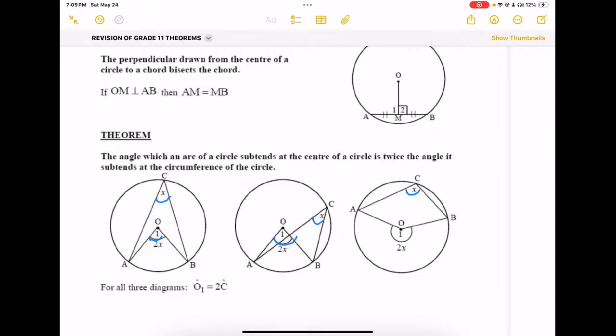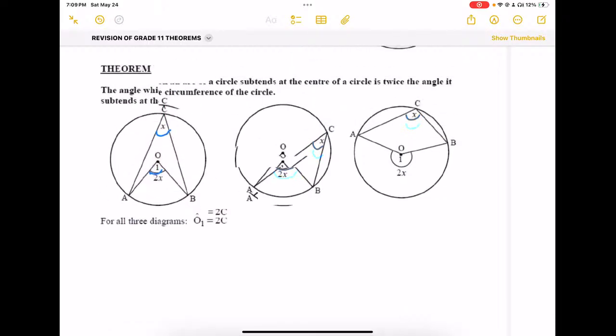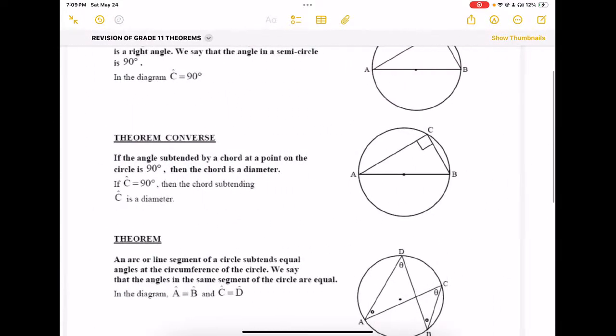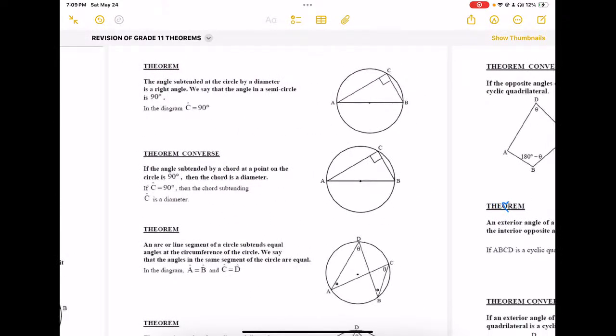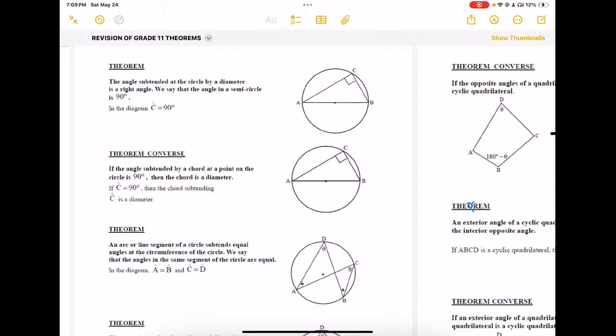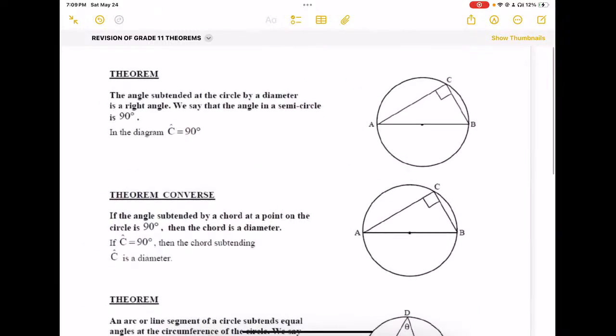So you have to understand all these diagrams, but we're still going to look at them in equation form. And then another theorem is that the angle on the semicircle is always 90 degrees. The angle subtended by a diameter is always 90 degrees. That is another theorem that you have to understand: if you see a line subtending 90 degrees, then it's a diameter.